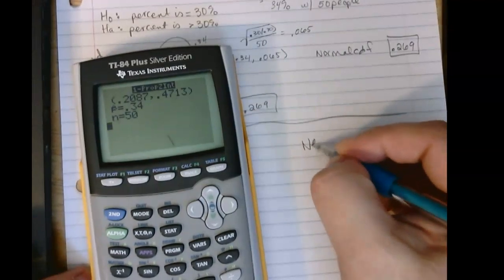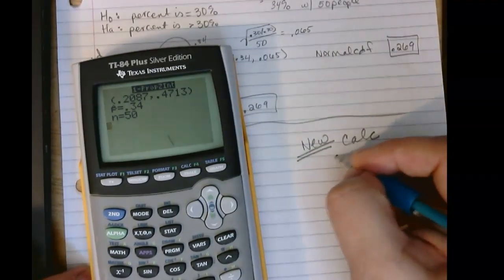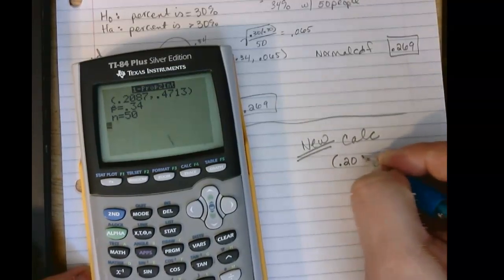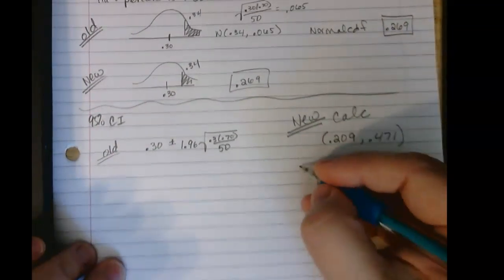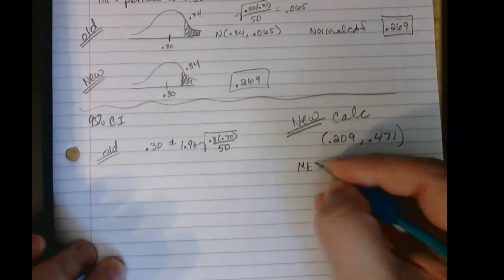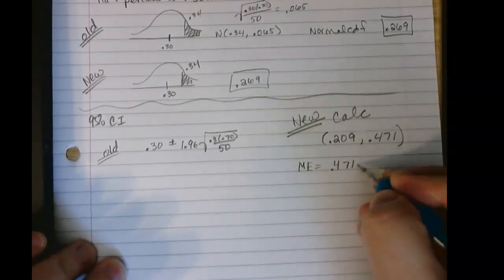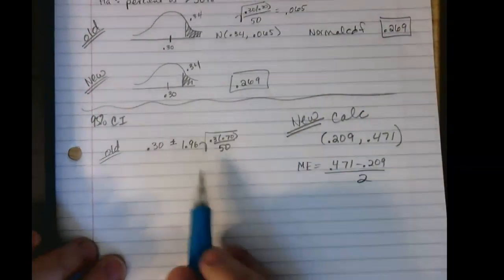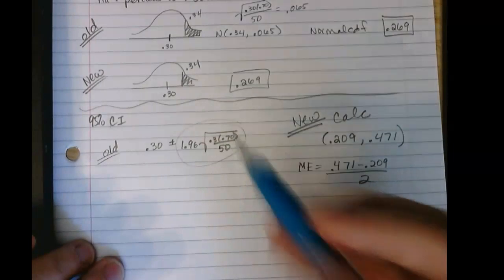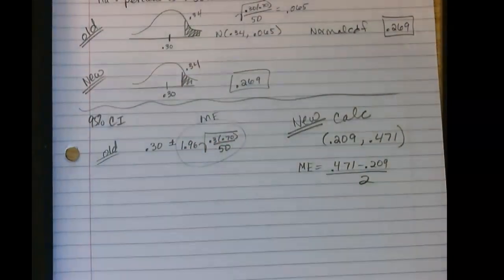So the new method, you just have to use the calculator, which is pretty easy. You just have to remember the process. Now, if you have a problem like this where it's asking for the margin of error, remember you can find it by just subtracting those and dividing by 2. You could use the formula right here because that's the margin of error. Or you could just subtract and divide by 2. It's up to you.